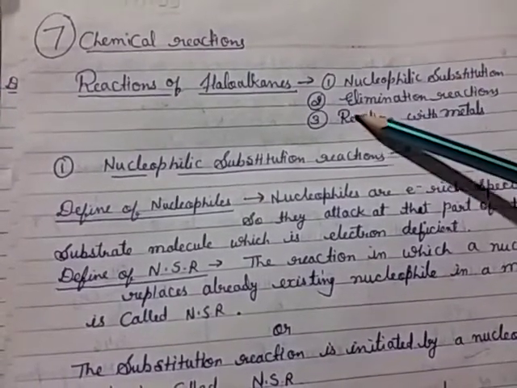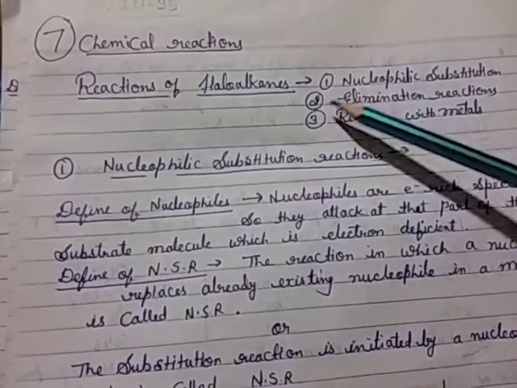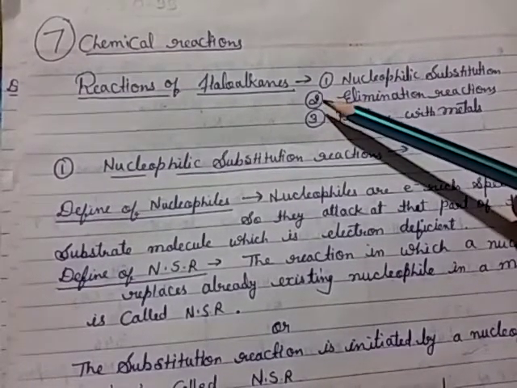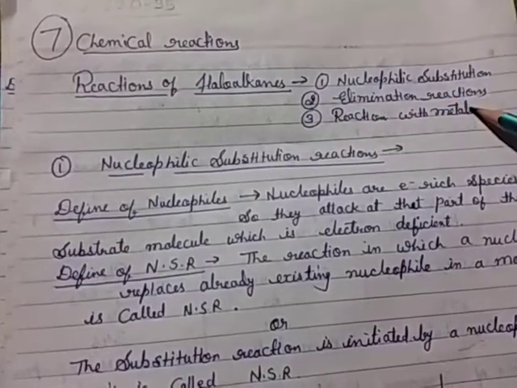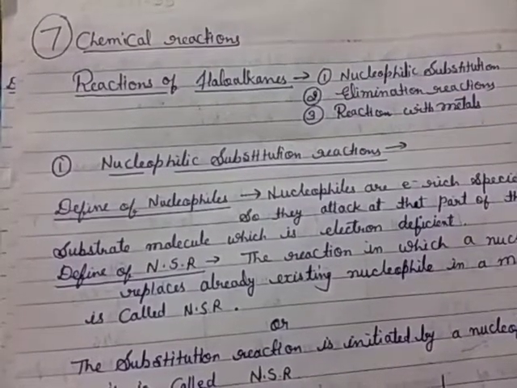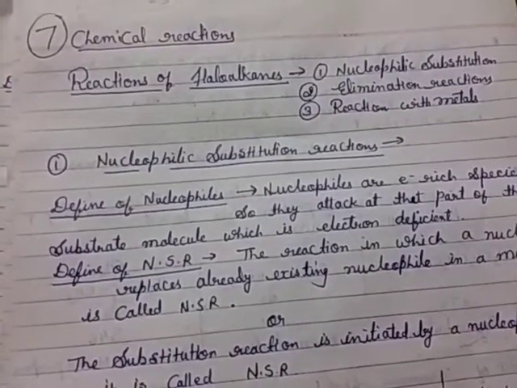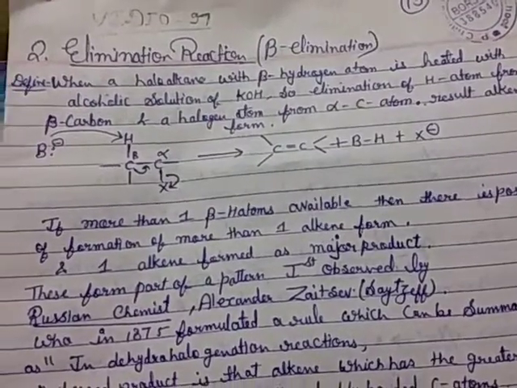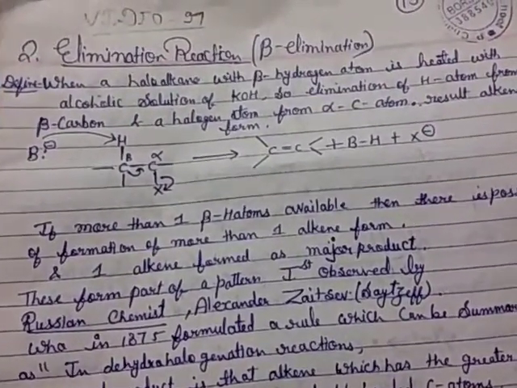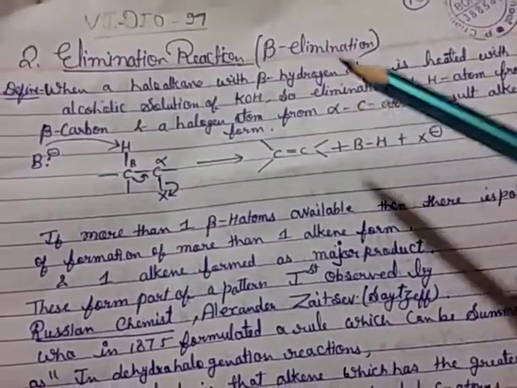So today I am going to tell you about the reactions of haloalkanes: second, the elimination reaction, and third, the reaction with metals. So let us start. Elimination reaction, that means beta elimination reaction.